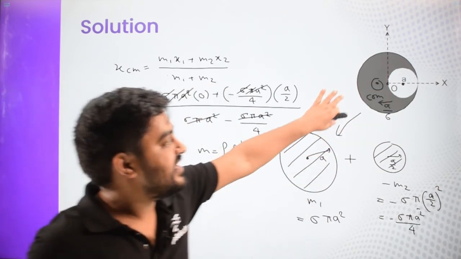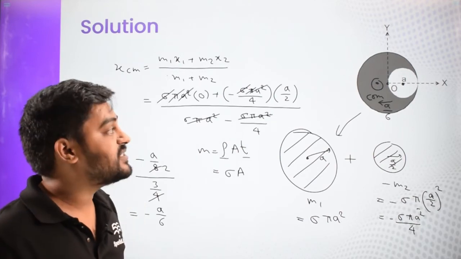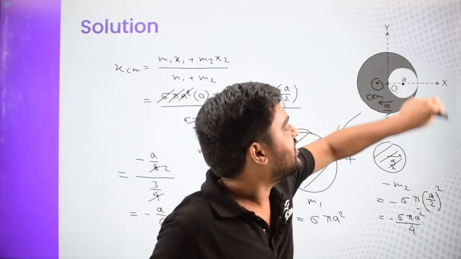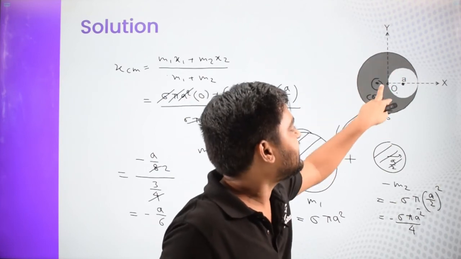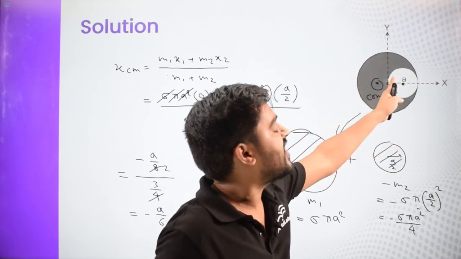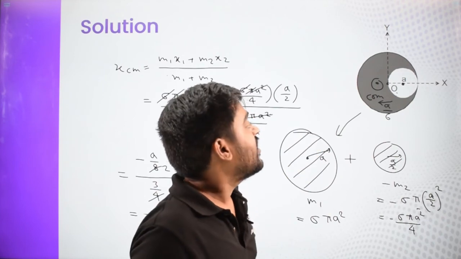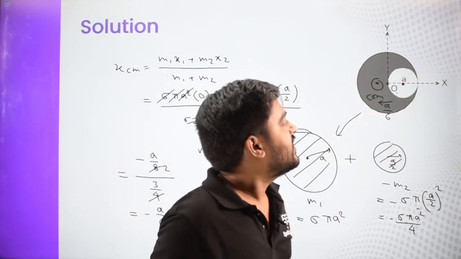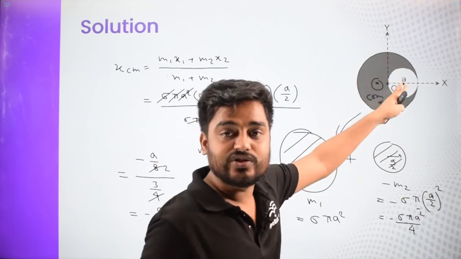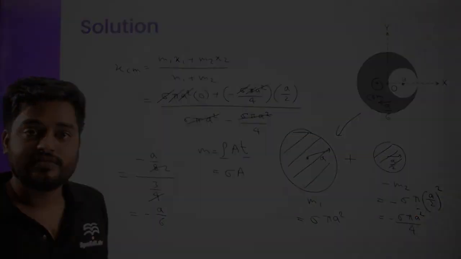And were we expecting this? Yes, we were expecting this, because initially it was at the center. When you remove this mass, the center of mass lies toward the larger mass. What if you add some mass over there? If you add, then it should shift towards the right. So similarly, when you remove something, it should shift towards the left.